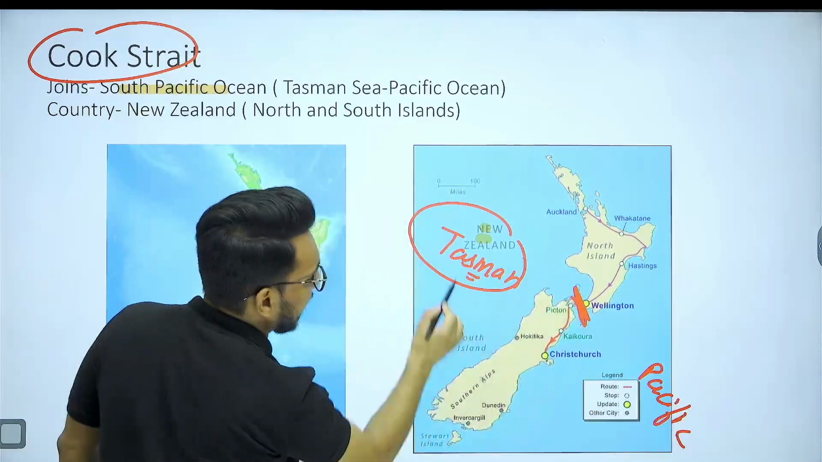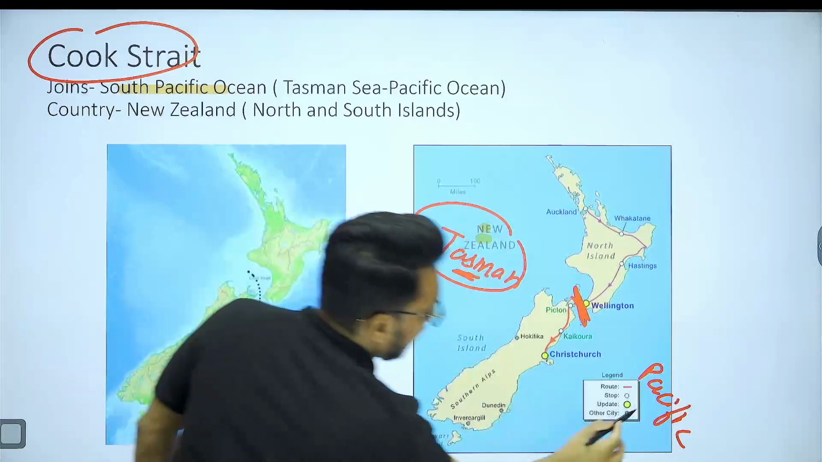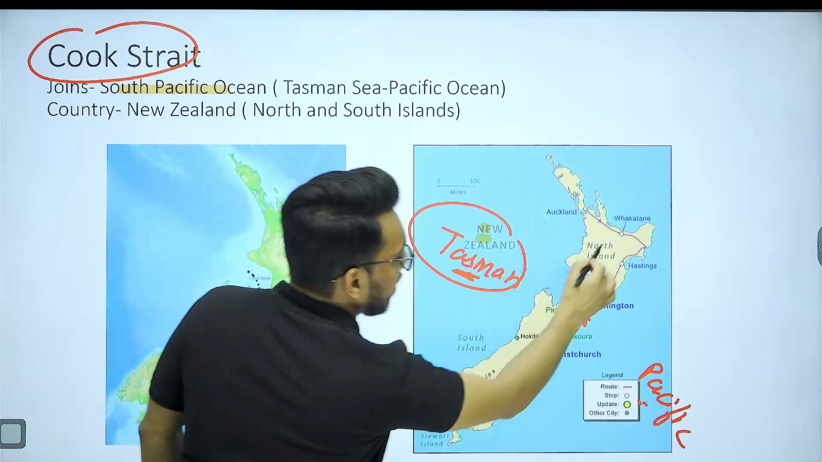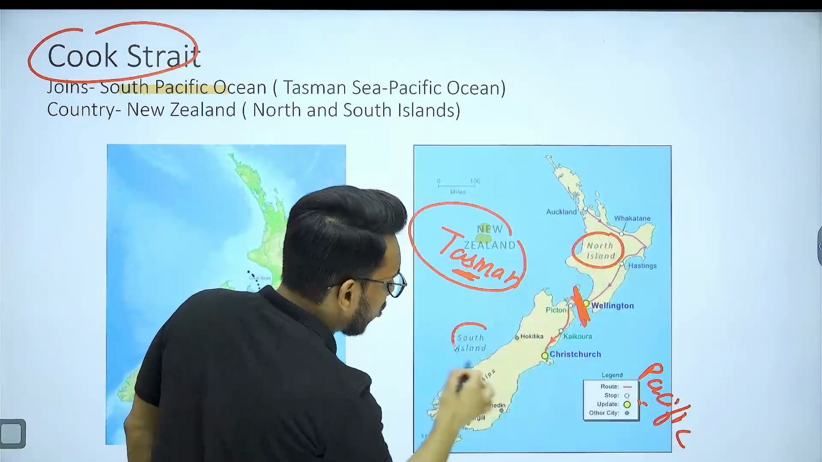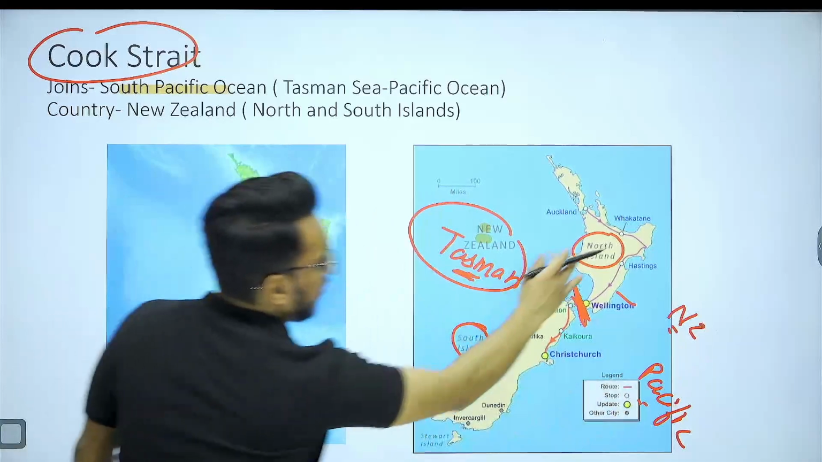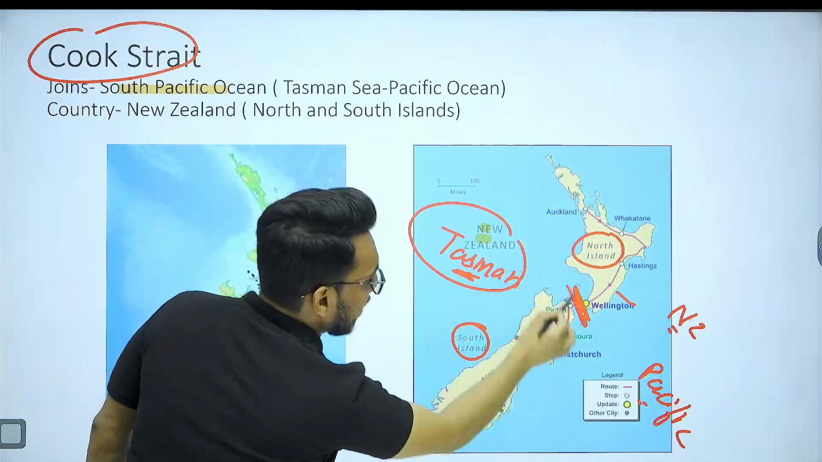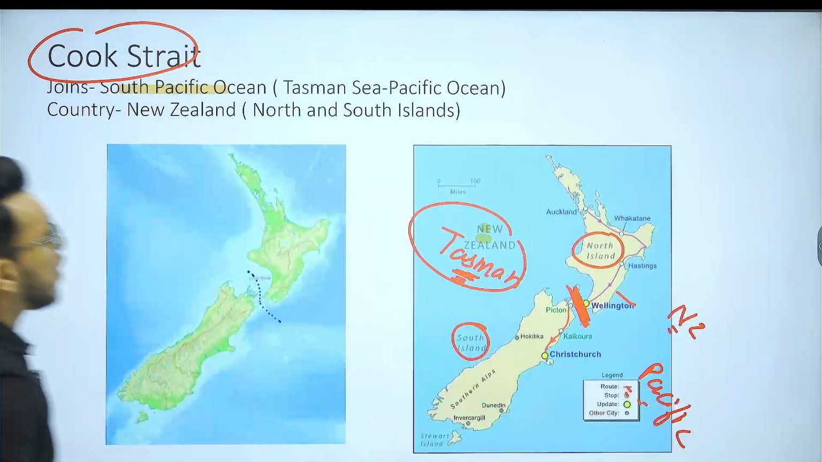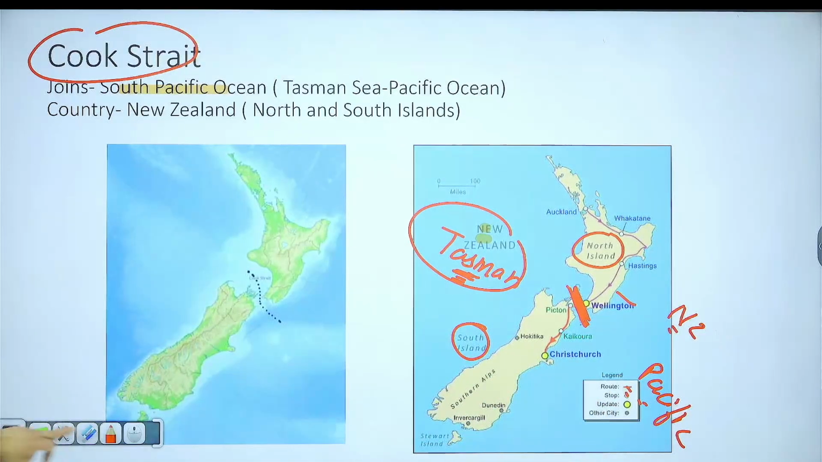So Cook Strait connects the Tasman Sea in the north with the Pacific Ocean towards the south, and it lies between North Island and South Island. They both belong to New Zealand. So between North Island and South Island, here we have Cook Strait. It connects the Tasman Sea and the Pacific Ocean.